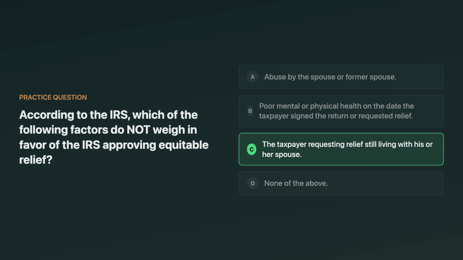The correct answer is the taxpayer requesting relief still living with his or her spouse. Living together generally works against equitable relief, not in favor of it. A tempting choice is poor health because it sounds negative, but for equitable relief, it can support the request. Remember, factors can be favorable, neutral, or unfavorable, and cohabitation is commonly unfavorable.